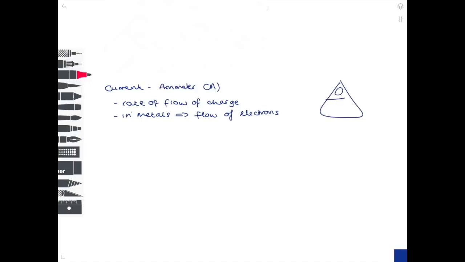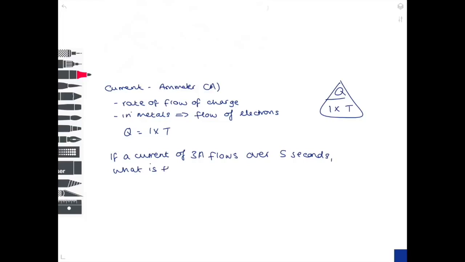So if I use my formula triangle over here, Q stands for charge, I stands for current, T stands for time. So charge is current times time. So taking an example, if a current of 3 amps flows over a period of 5 seconds, what is the charge? It's always good practice to write out the equation you're using, so it's Q equals I times T. Q is charge, which we're after, I is current, which is 3, time is in seconds, so 3 times 5 is 15, and remember the units of charge are coulombs, and that is your final answer.